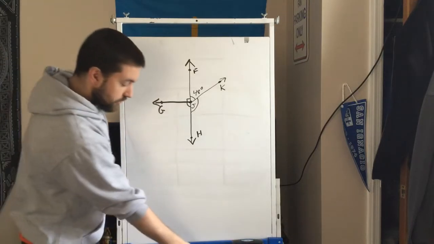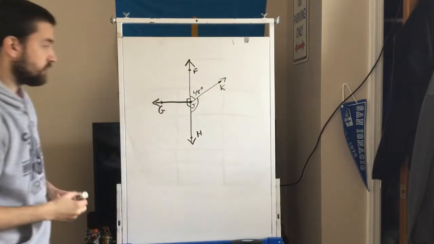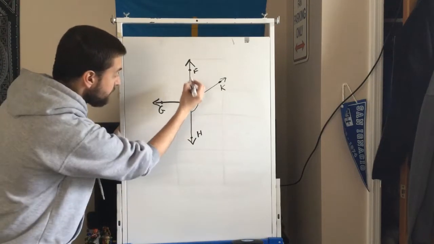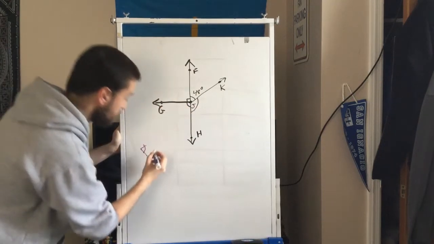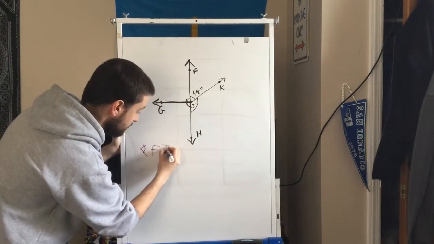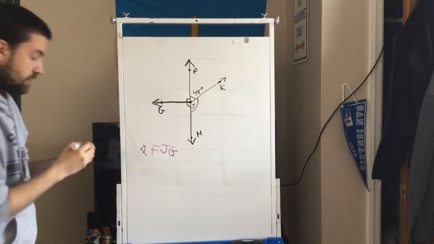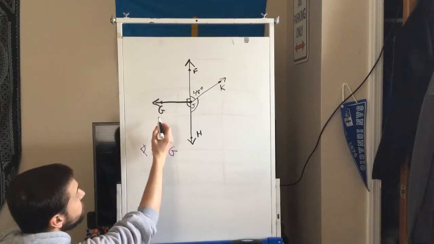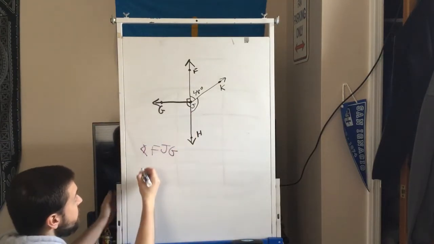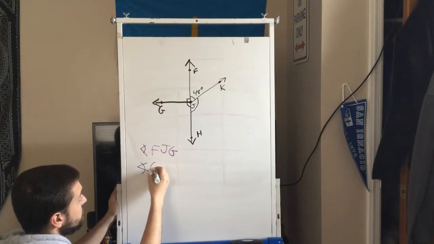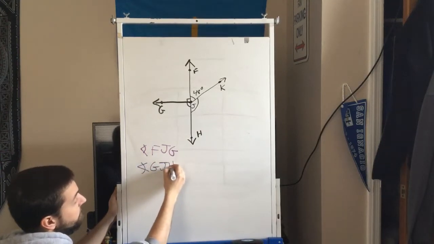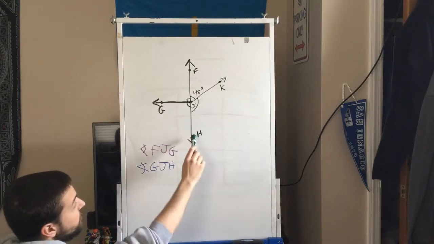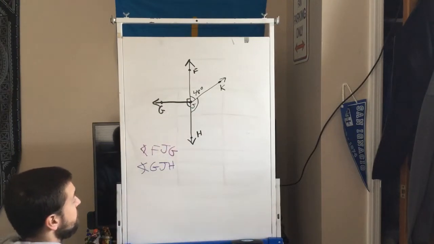So our job is going to be to figure out the measurement of angle FJG. We also need to figure out angle GJH. And we need to find angle HJK.